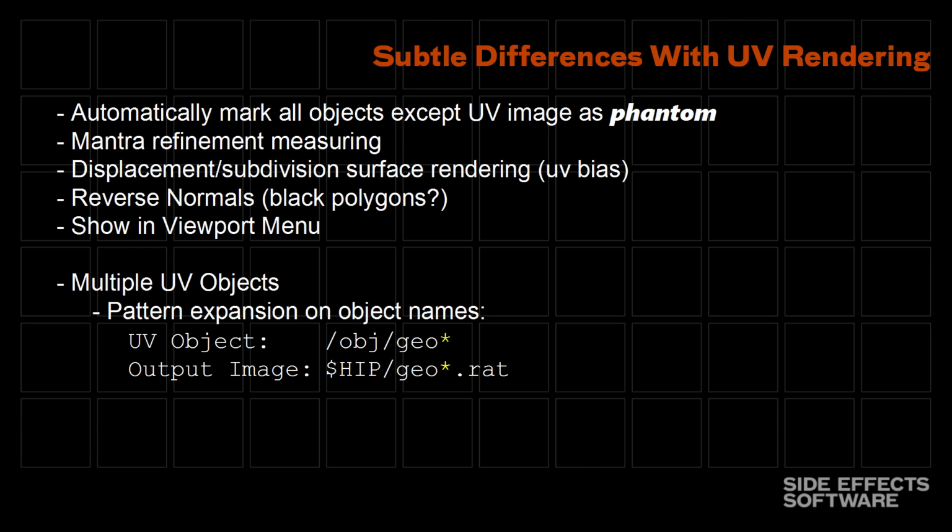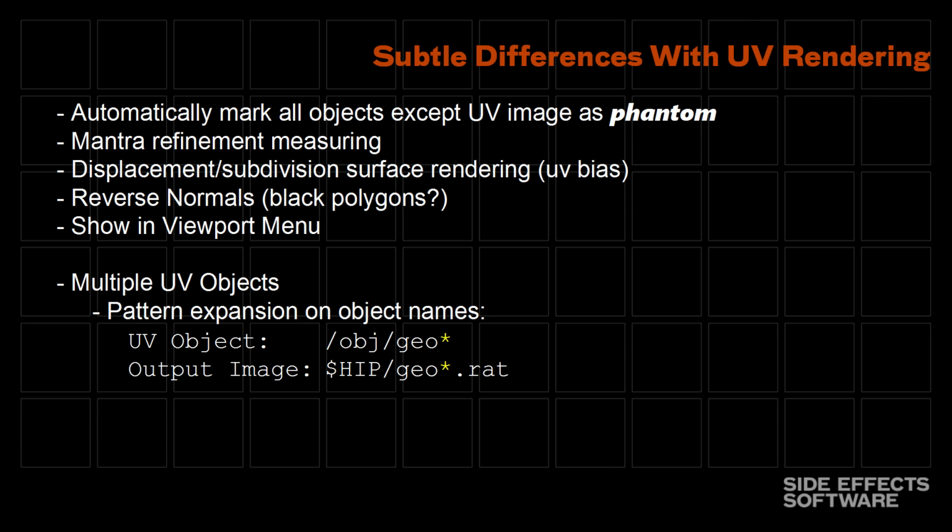There are some subtle differences with UV rendering. We automatically mark all objects except the UV image as phantom, and that's to prevent any self-intersections with other objects. That doesn't mean that you can't reflect other objects in the UV baked image, but the UV image itself is the primary object that's visible.